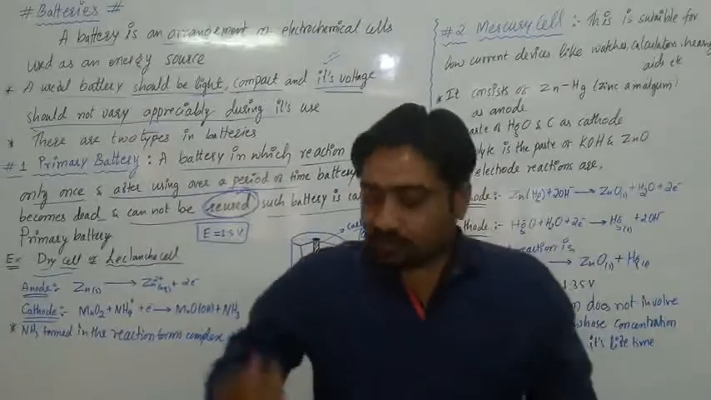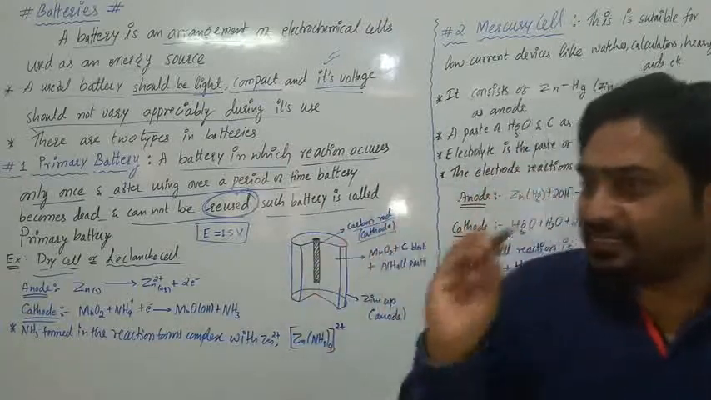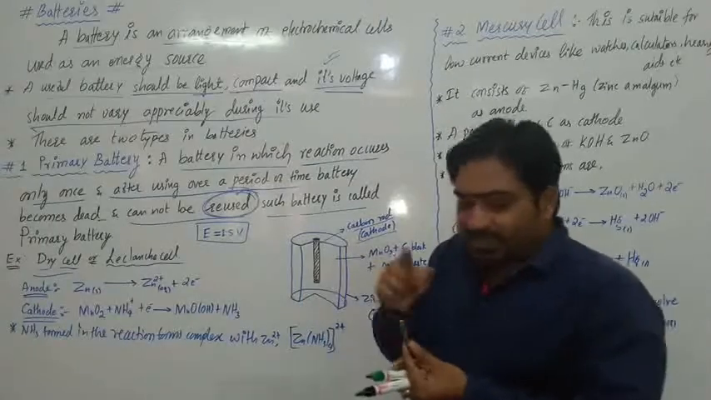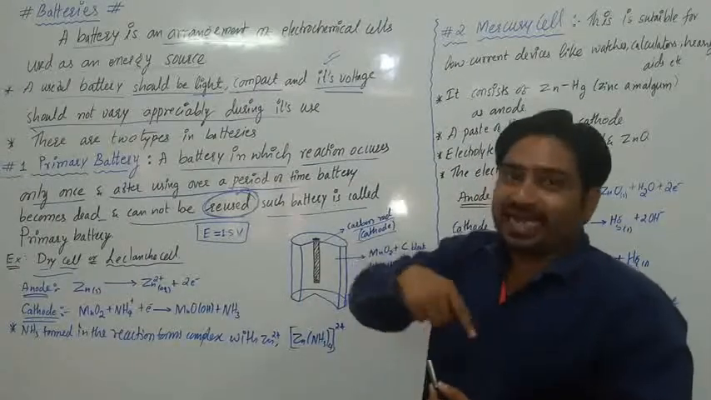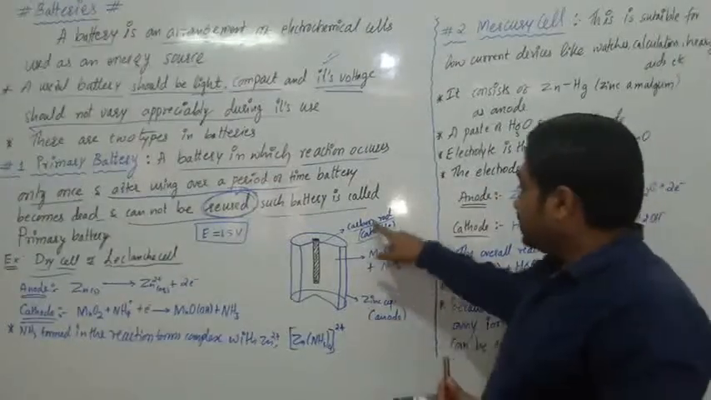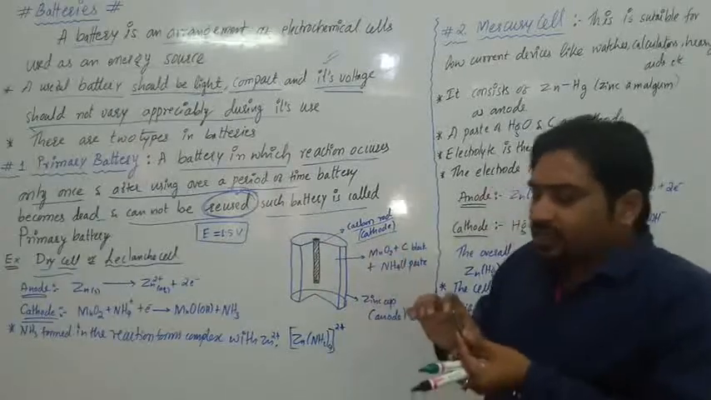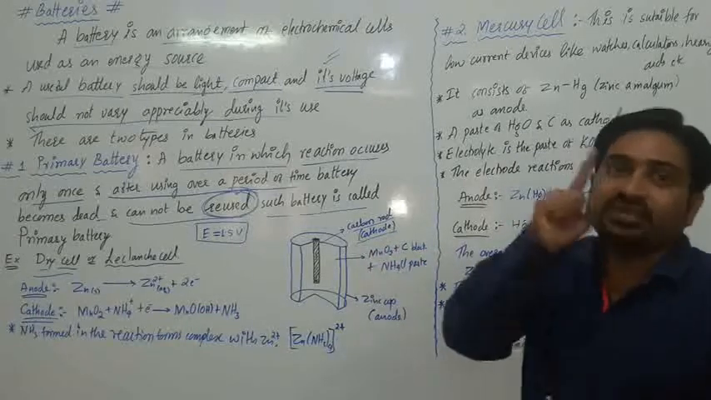Here the covering is made of zinc. Can you see this zinc? This is zinc. So in the battery, at the middle there is a graphite rod, and this is covered with a zinc cup or zinc can. This zinc can behaves as the anode, and the middle graphite rod behaves as the cathode, and the space between the cathode and anode is filled with electrolyte.